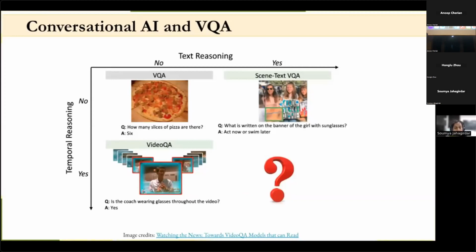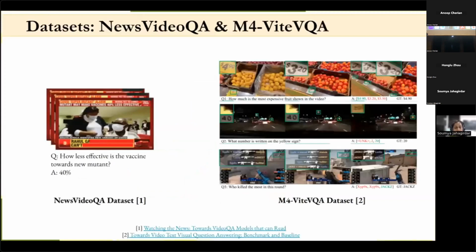Additionally, the prevalence of text information in our environment has led to a new direction in VQA, which incorporates scene text for better semantic interpretation. The need for systems that can reason over both temporal and textual information has led to development of two recent works, News Video QA and M4 Byte VQA. In this work, we explored these two recently introduced datasets.